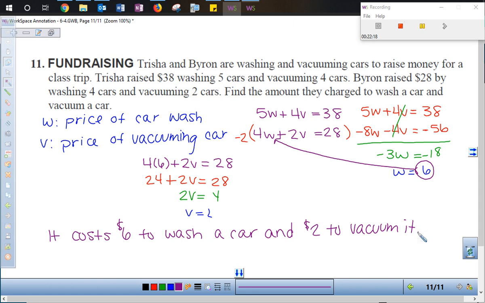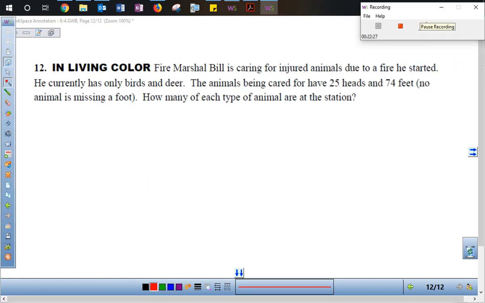Let's go to number 12. On number 12 it says, Fire Marshal Bill is caring for injured animals due to a fire he started. He currently only has birds and deer. The animals being cared for have 25 heads and 74 feet. No animals missing a foot. How many of each type of animal are at the station?